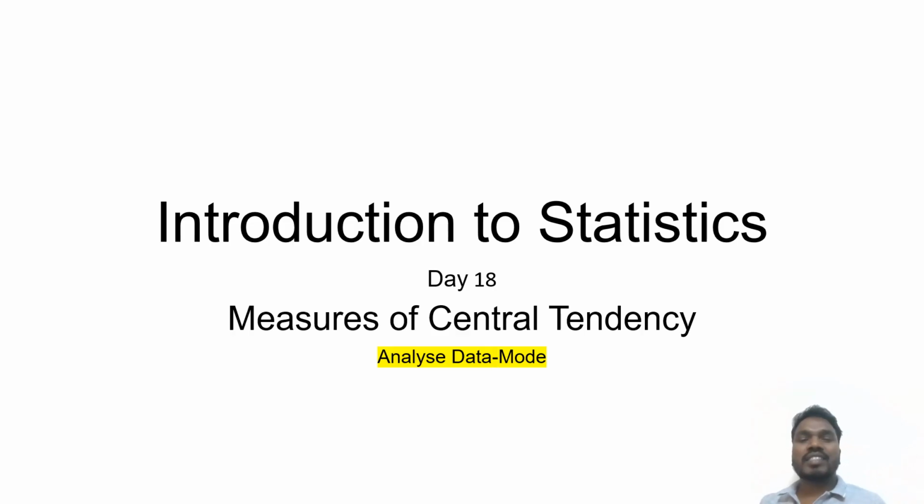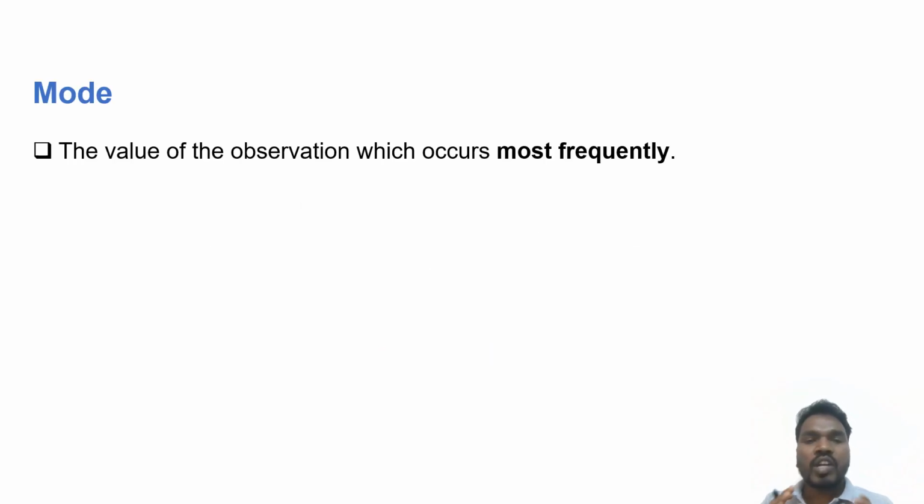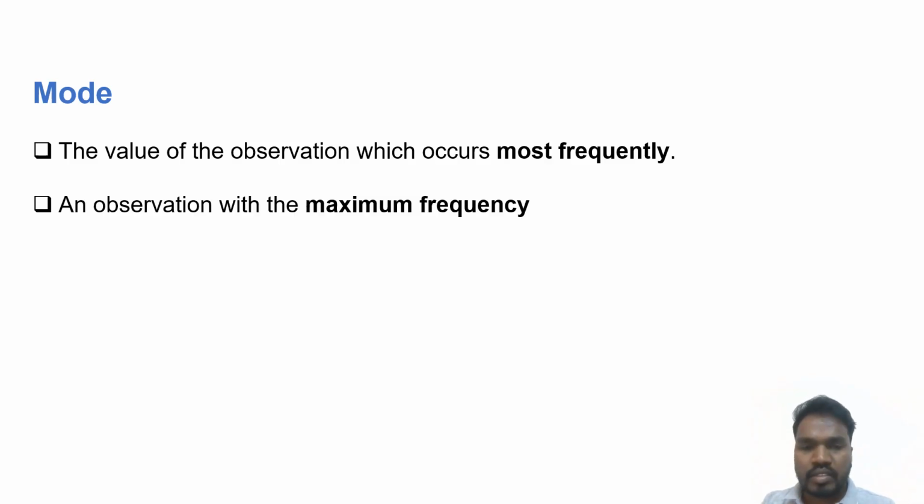We are discussing the different types of measures of central tendency, and in this session number 18 our focus will be mode. Okay, let us start with the definition of mode. What is mode? The value of the observation which occurs most frequently. What is the meaning of that? That means an observation which is having the maximum frequency.